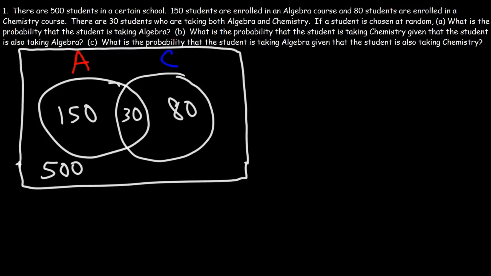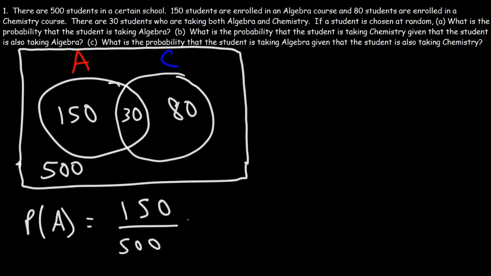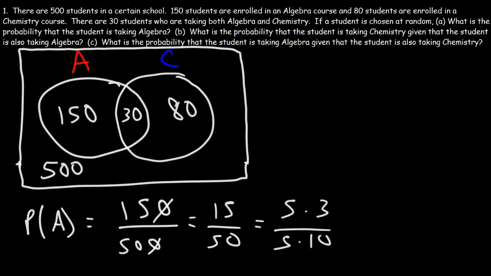So what is the probability that the student is taking algebra? There are 150 students taking algebra out of a total of 500 students. So this becomes 15 over 50. 15 is 5 times 3, 50 is 5 times 10. And so the probability of selecting an algebra student is 3 over 10, which is 0.3 or 30%.